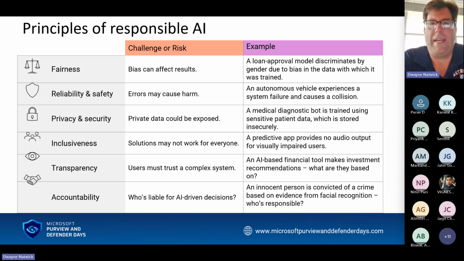You can't just have somebody from the US developing an AI model and developing AI solutions without having that input from others. And that's really what it comes down to. Reliability and safety. Obviously, we have autonomous vehicles and things like that, where life might be compromised if AI models fail.